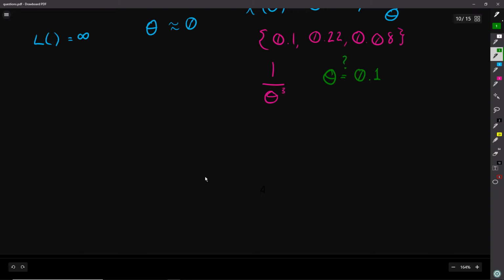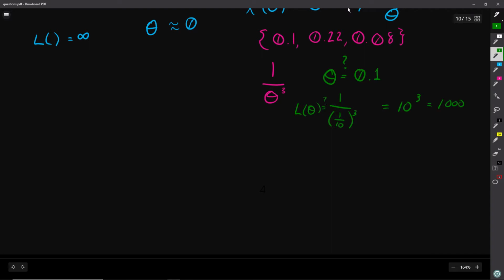Okay? Well, 1 over 0.1 cubed is going to be the same thing as 1 over 1 over 10 cubed, right? So that's going to be equal to 10 cubed. Right, that's a pretty big number. It's 1,000. And so is this going to be acceptable?